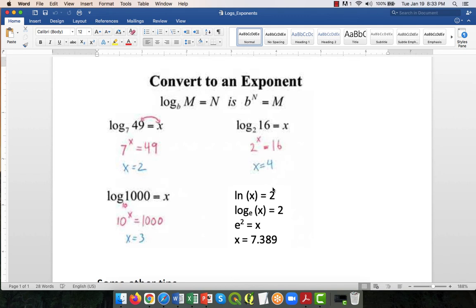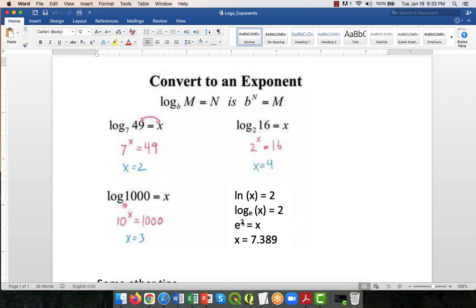And finally, a trickier one is the natural logarithm. You should always remember that a natural logarithm is the same as log to the base of e. So e is a number. For those of you that go on to higher math, e is just kind of like pi. e is 2.71828 and pi is 3.1415. So these are numbers that are called irrational numbers.